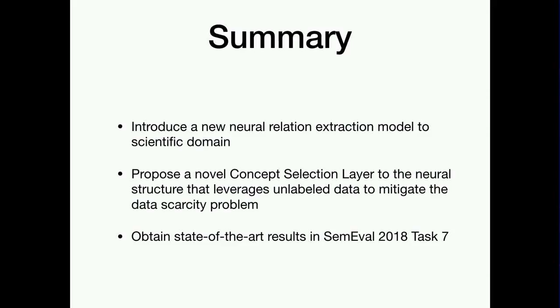So the summary of this research is that we introduced a new neural relation extraction model to the scientific domain, and we propose a novel concept selection layer in the neural structure that can leverage unlabeled data. We also obtained the state-of-the-art result in SemEval 2018, task 7. So that's it. Any questions?